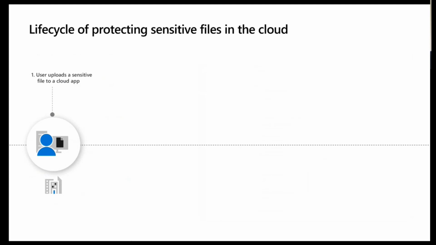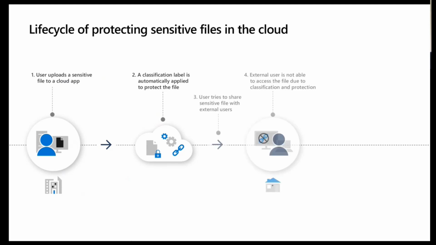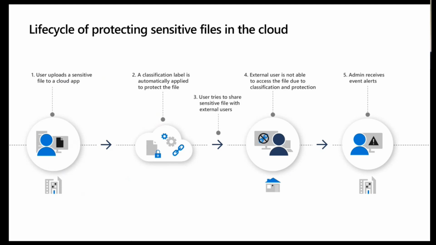So here's the quick workflow of how we protect sensitive files in the cloud. Let's say a user uploads a sensitive file in a cloud app. We're going to say OneDrive. You can configure policies so that a classification label is automatically applied to protect the file, because the file contains some sensitive data, for example. And then the user tries to share the file with an external user. So number one, the user is not able to access the file simply because it contains a classification. But you can also unshare the file at the same time.